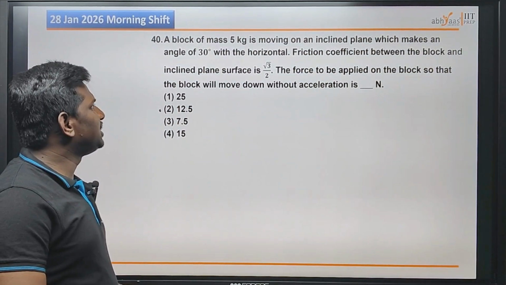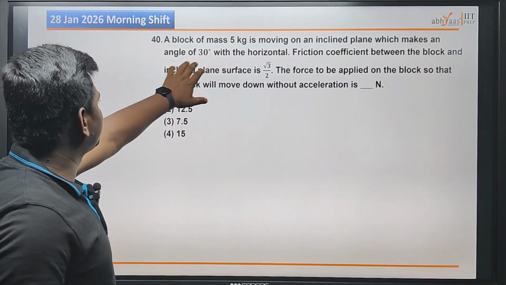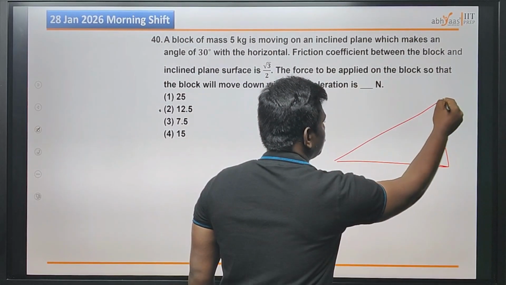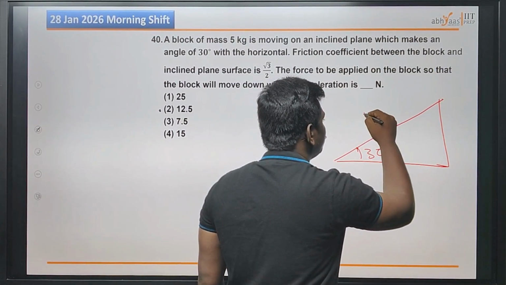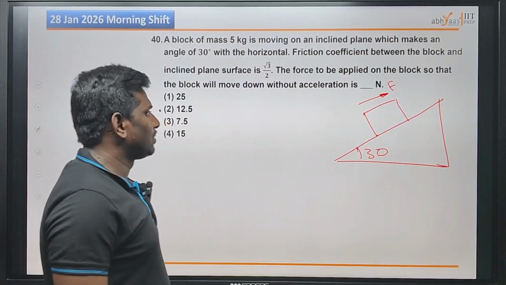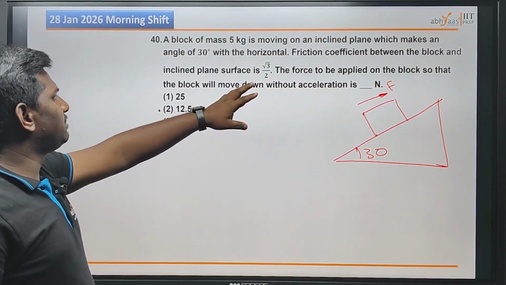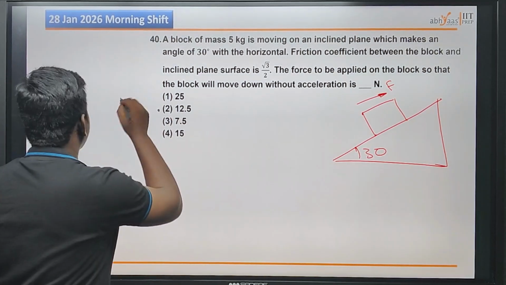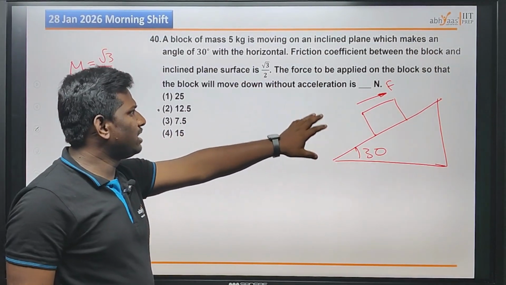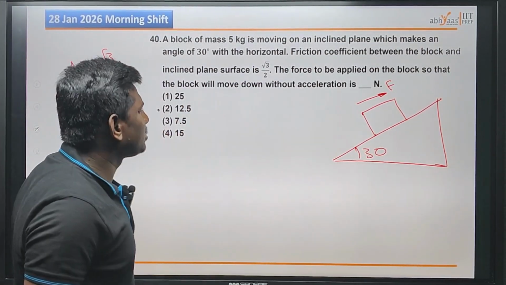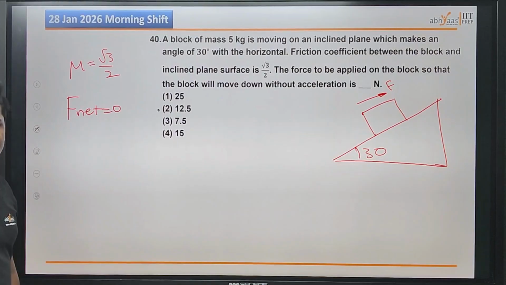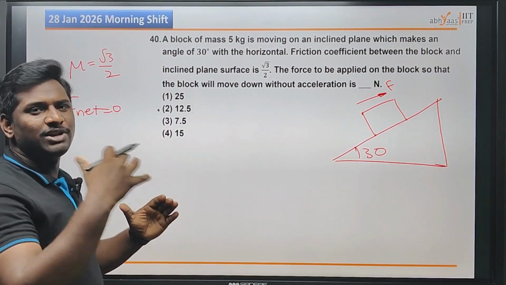A block of mass 5 kg is moving on an inclined plane which makes an angle of 30 degrees. So take this inclined plane, having 30 degrees, and a block is moving upward. This is our F, the force direction. The friction coefficient between the block and the inclined plane surface, mu they have given, is root 3 by 2. The force to be applied on the block so that the block will move down without acceleration. Without acceleration means F net can be 0. That is the equilibrium position.